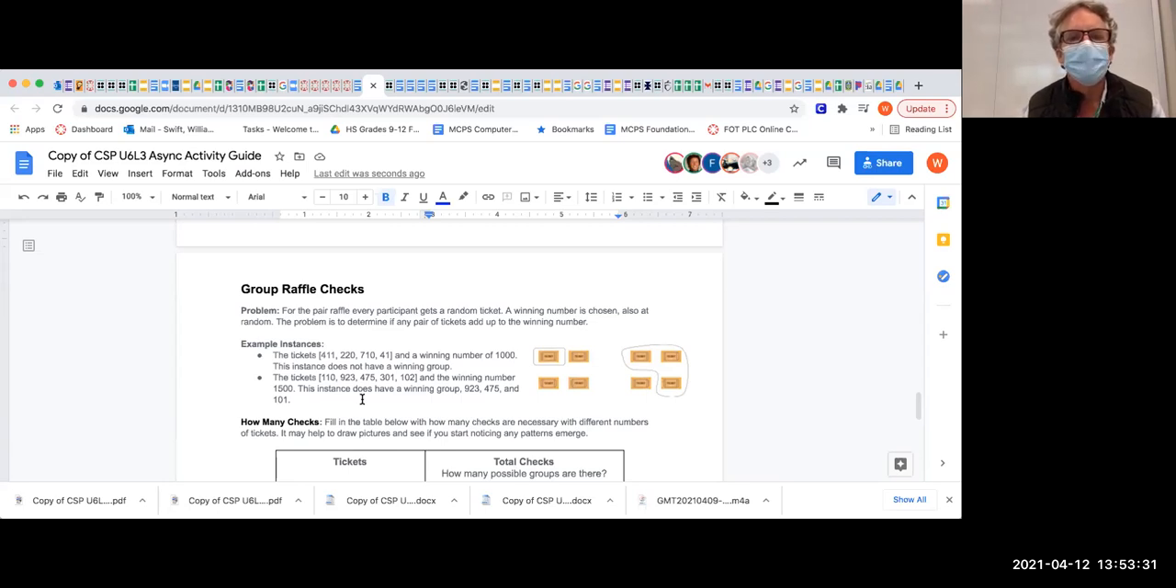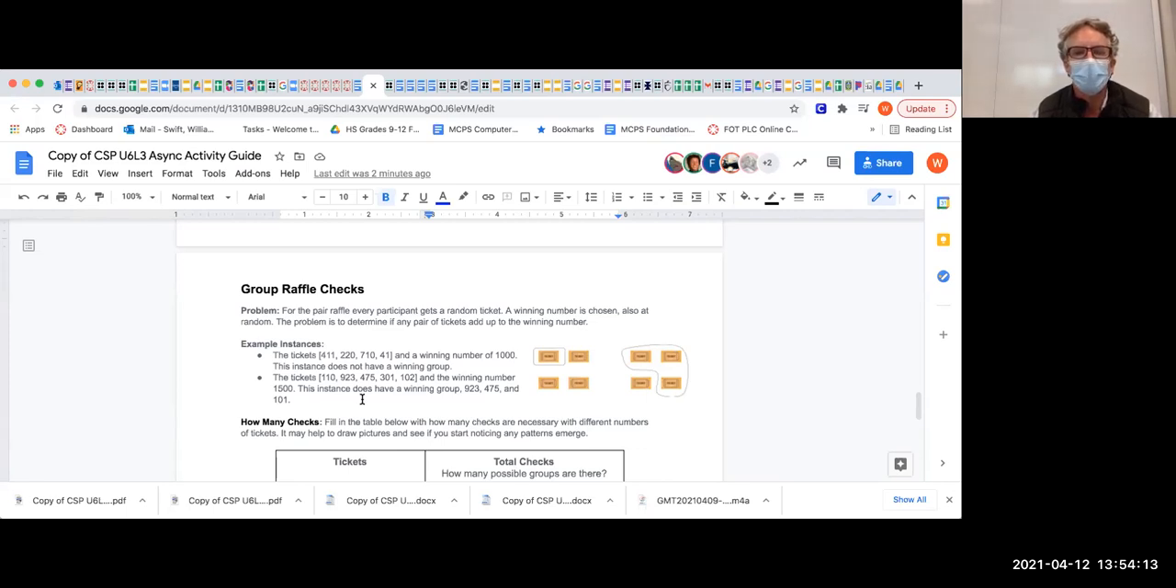So the tickets 411, 220, 710, and 41, and a winning number of 1,000. This instance does not have a winning group. The tickets 110, 923, 475, 301, and 102. And the winning number is 1500. This instance does have a winning group. 923, 475, and 102 is 1500. How many checks? Fill in the table below with how many checks are necessary with different numbers of tickets.